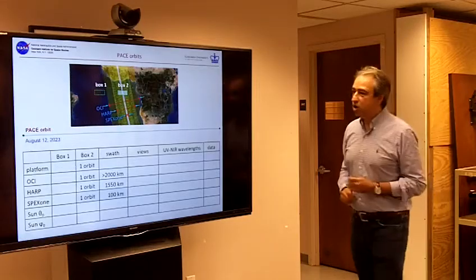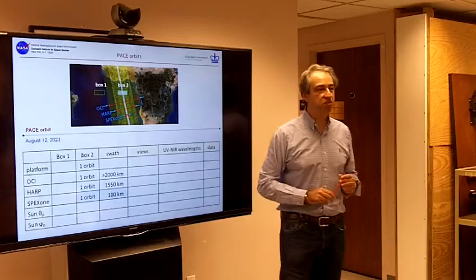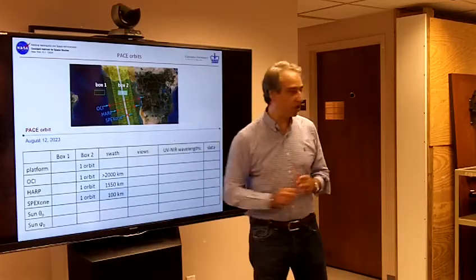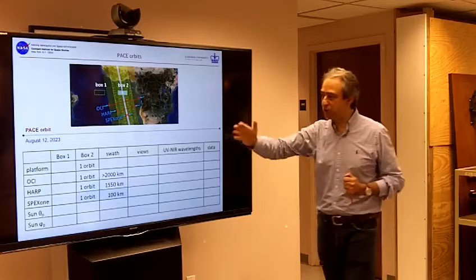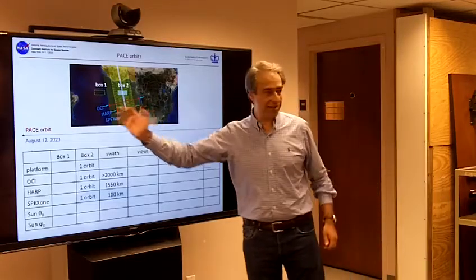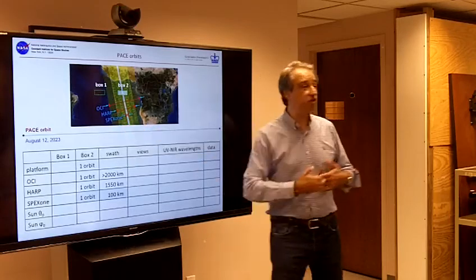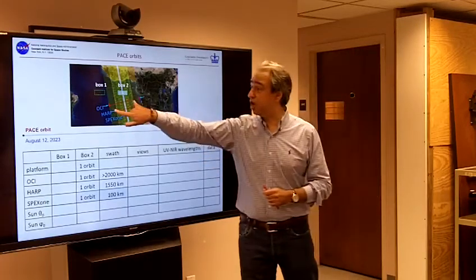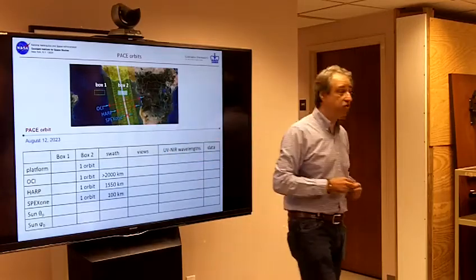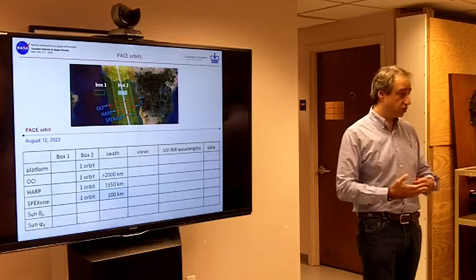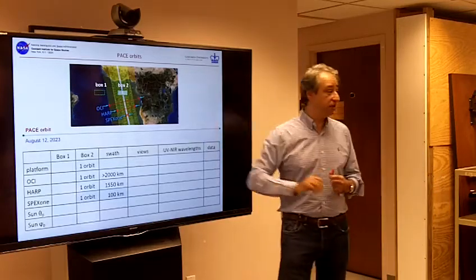On August 12th, 2023, the PACE mission will go right smack over box 2. And so I just plotted here that one orbit, but also included here the swaths by the different instruments on board the PACE mission. The OCI instrument, which is the ocean color instrument, has a very large swath. So it will observe those two boxes much more often than indicated just by the orbits.